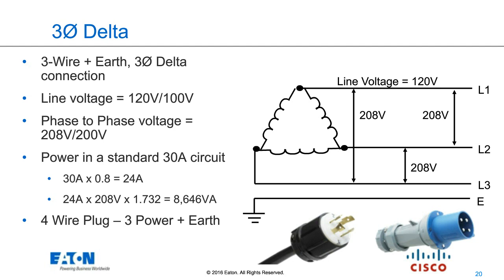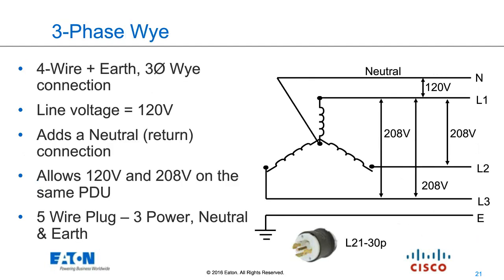With the next slide, we're seeing a three-phase Y, and in this example, there's a neutral line. So there's a fifth conductor, and the nomenclature we're looking at here is an L21-30 plug that has the same form, but you also have the neutral line in the middle. That's how it's represented in the drawing. Now that you've got the neutral line, you can measure voltage between all three phases, as well as the neutral, which gets you the 120 volts.